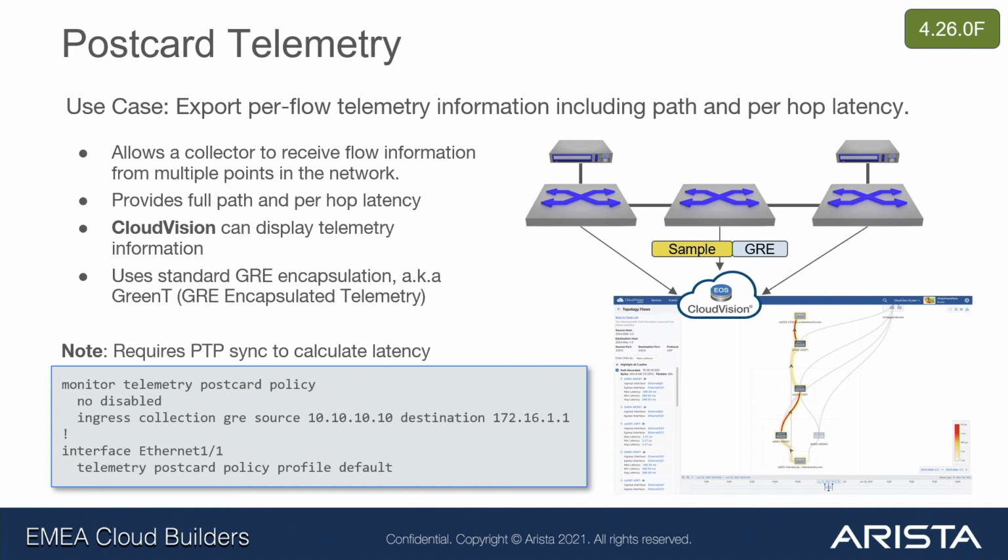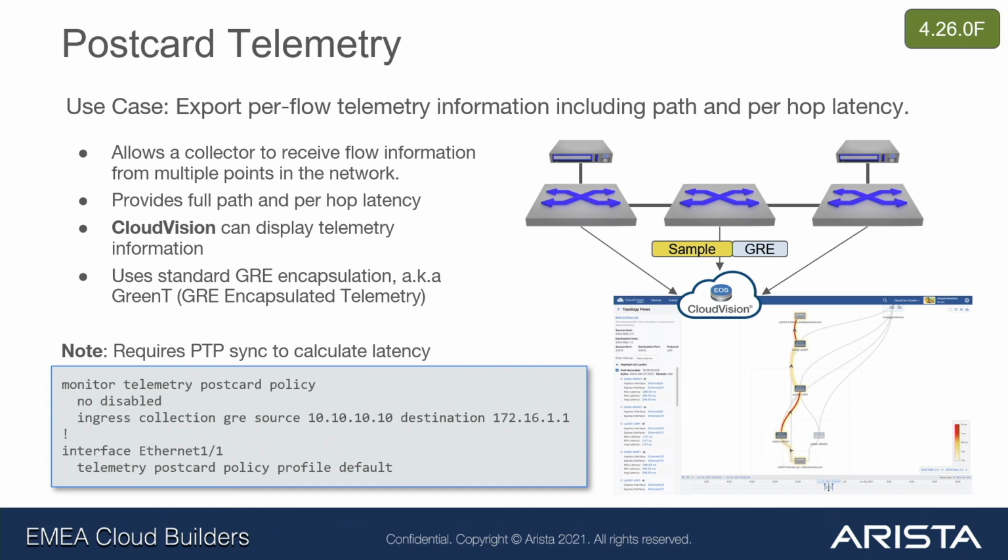So postcard telemetry. I think Paul mentioned this earlier on, and the way that we can display this within CloudVision. Postcard telemetry allows us to export per flow telemetry information on every hop of the network. So it allows collectors to receive flow information about traffic running over the network. So what will happen is that at every point across the network, flow information is then encapsulated within GRE and sent to a collector containing the sample.